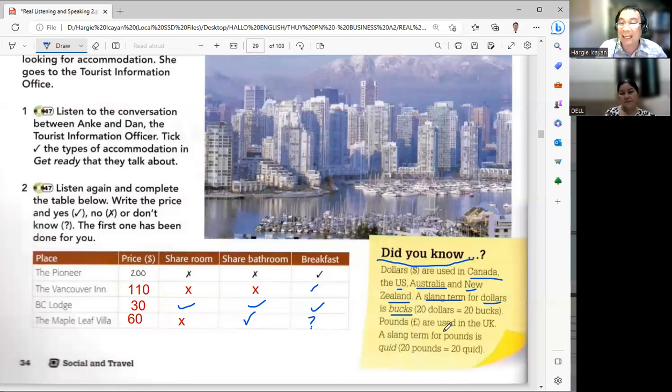But in the United Kingdom, in London, Tuy, they call their money pounds. The slang term for pound is quid. 20 pounds is equivalent to 20 quid. So if you happen to go to London, do not be surprised if they mention quid, because quid is a slang term for the money in London or the United Kingdom. Okay, very good.